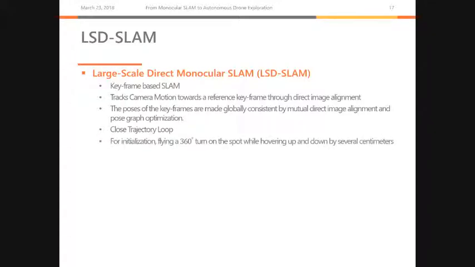Okay, for the exploration, at the initialization step, the drone does some kind of up and down hovering, and at the same time a 360 rotation. So they have some initial keyframes about the environment.